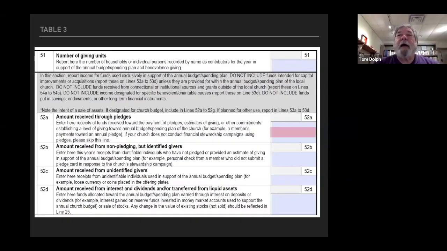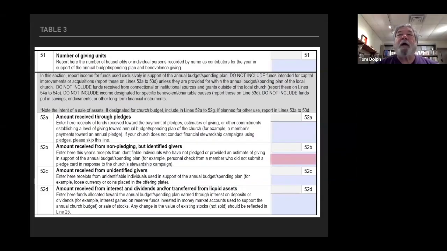Line 52A is for amounts received through pledges. If someone pledged and fulfilled that pledge, that's where those figures go. If you do not have a stewardship campaign where you ask for pledges or estimate of giving cards, that line will likely be 0.